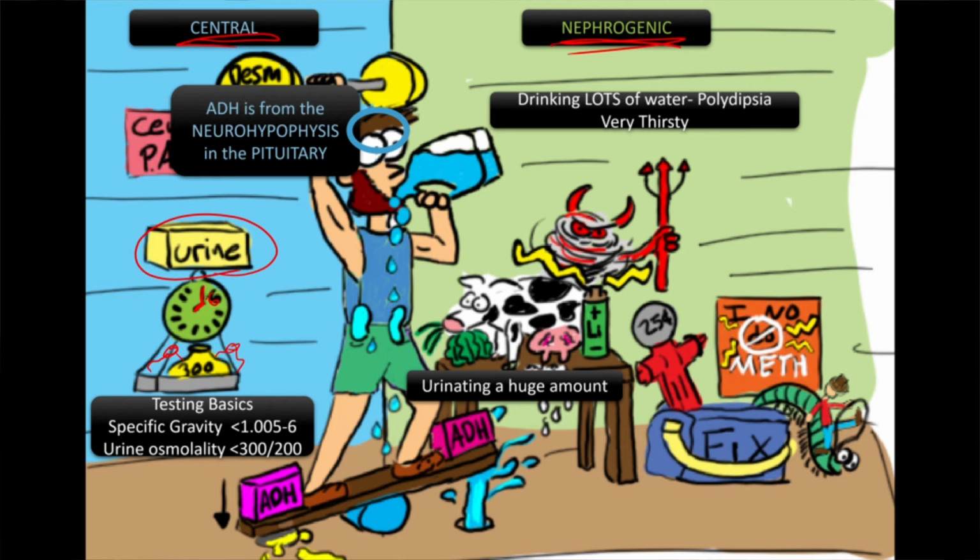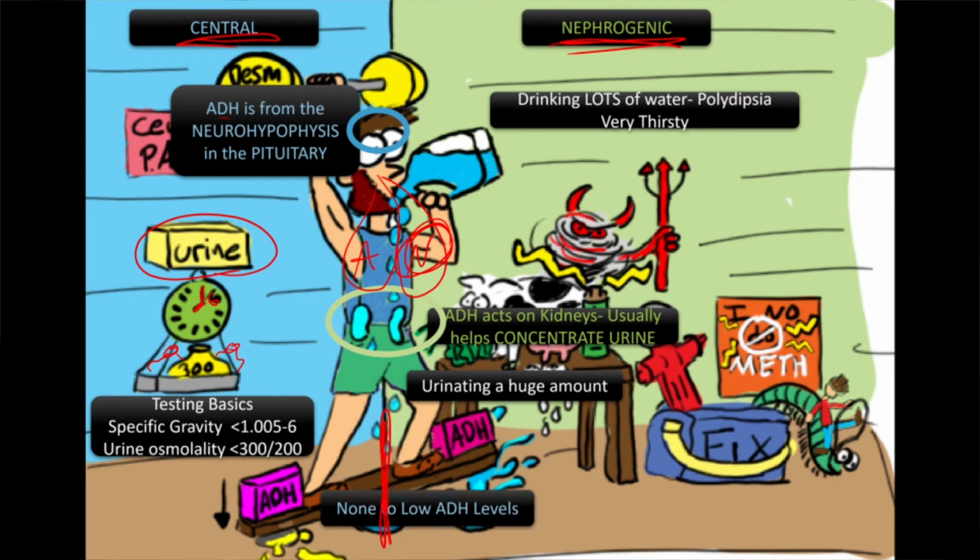So central diabetes insipidus. Antidiuretic hormone is secreted from the neurohypophysis in the pituitary. Pituitary has 2 parts to it, an adenohypophysis and a neurohypophysis. ADH is from the neurohypophysis. Sorry, I can't say that word. All right, ADH acts on the kidneys, and it helps the kidneys concentrate your urine, so you're not peeing out just dilute water, so you don't have to drink a whole lot. That's the effect of ADH.